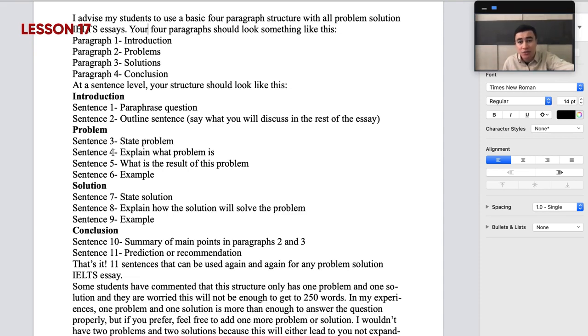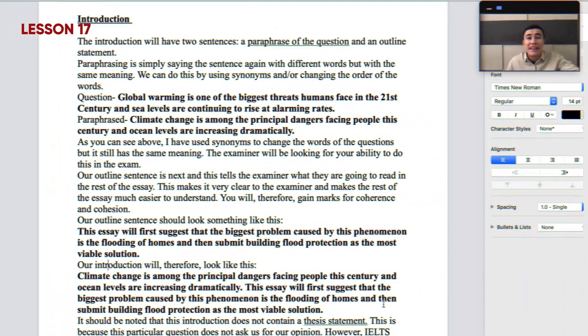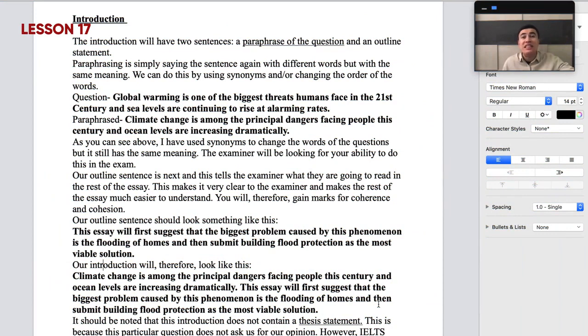Okay, when you're adding a certain problem, state the problem, explain what the problem is, what is the result of this problem, then exemplify. And the same structure for solutions. Now let's talk about the introductory paragraph of your essay. Your introduction for problem solution essays will have two sentences: a paraphrase of the question and an outline statement.